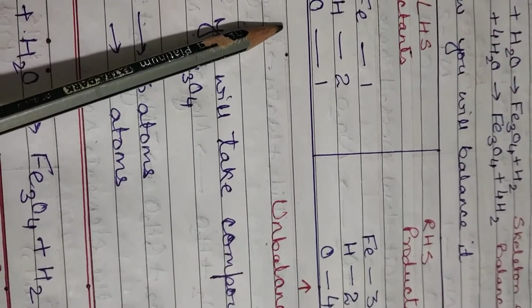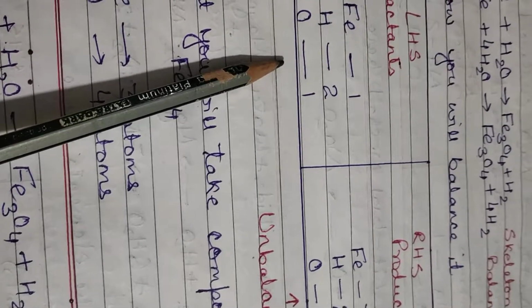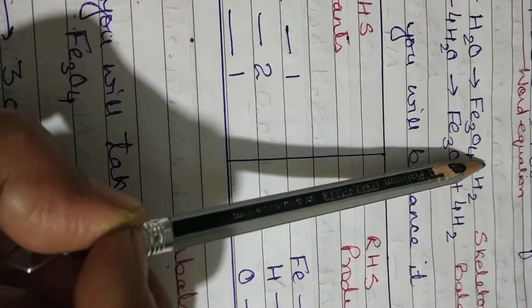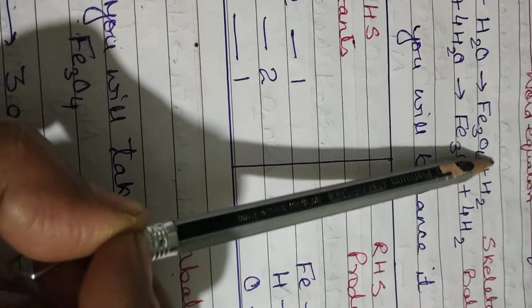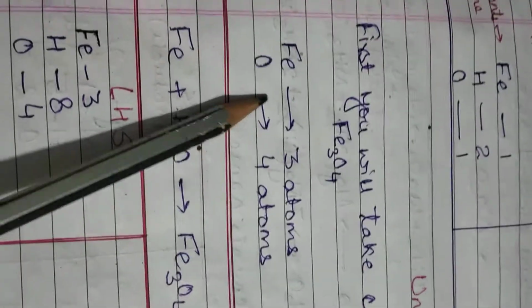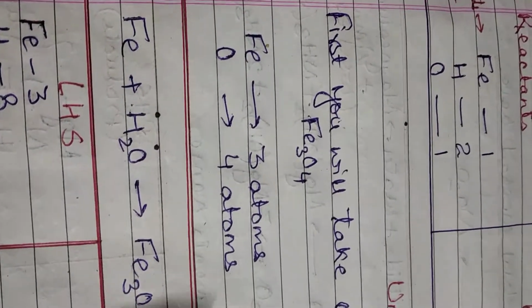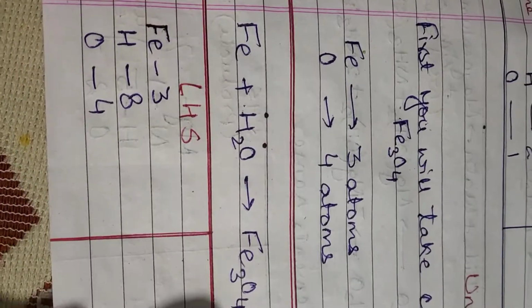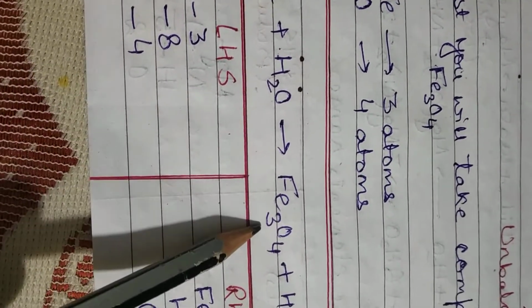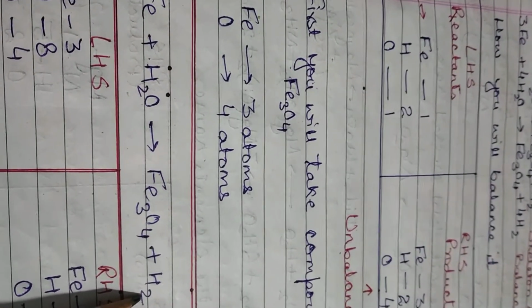Then what will you do here? You will take the compound in which the number of atoms is the highest. In the reaction, that compound is ferric oxide, Fe3O4. Here iron has 3 atoms and oxygen has 4 atoms. Now let's write this equation: iron Fe plus water gives Fe3O4 plus hydrogen. Now students, this is the above reaction.